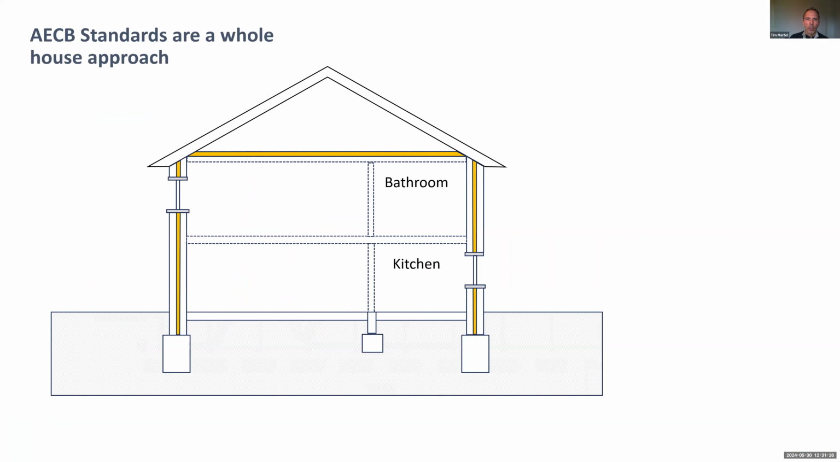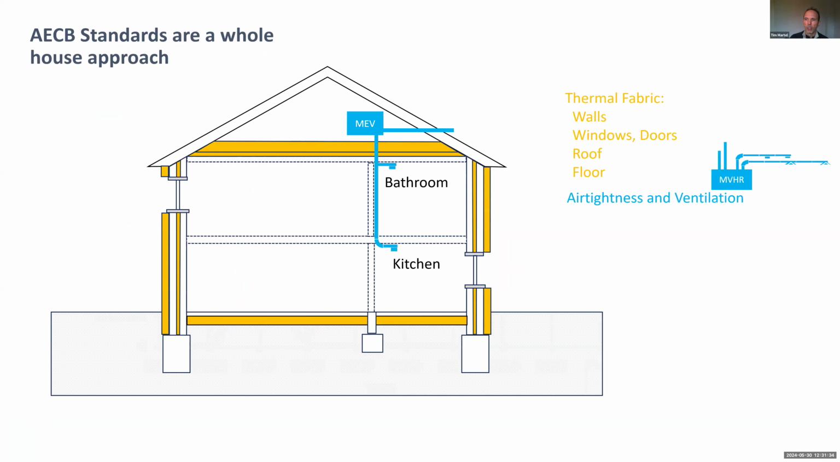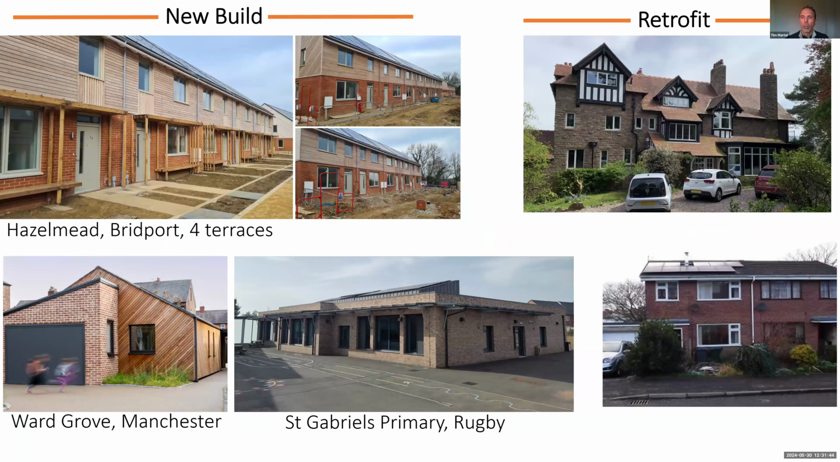Just a recap on the standards then, it's pretty much about thermal fabric, walls, roof, floor, thermal bridges, air tightness and ventilation, MEV system or MVHR, and low carbon heating system. And here's a few examples of new build. Hazelmead here, there's 4 terraces like that. They look very similar, but these are different terraces. Another example, Ward Grove in Manchester, St Gabriel's Primary in Rugby, and a couple of examples of retrofit there.